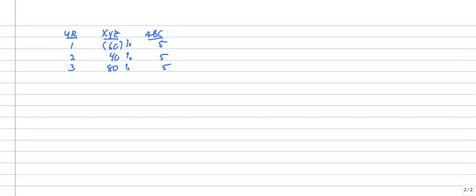Okay. Well, if I were to calculate the arithmetic mean, I'm going to add up all the returns over the last 3 years for XYZ. That's negative 60 plus 40. That's negative 20 plus 80. That's 60. So 60 divided by 3, the average is 20%. Whereas with ABC, the average was 5%.